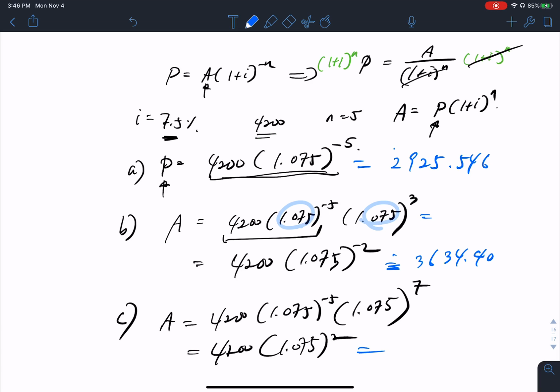And then the last one is just the power of positive 2. You get 4853.63 if you round it to the cent.